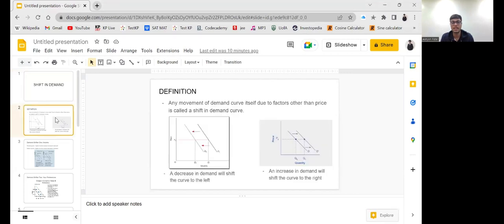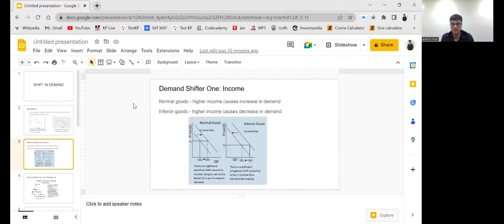A shift in demand is any movement of the demand curve itself due to factors other than price. Firstly, a decrease in demand will shift the curve to the left, and an increase in demand will shift the curve to the right. Now there are various factors why it happens.